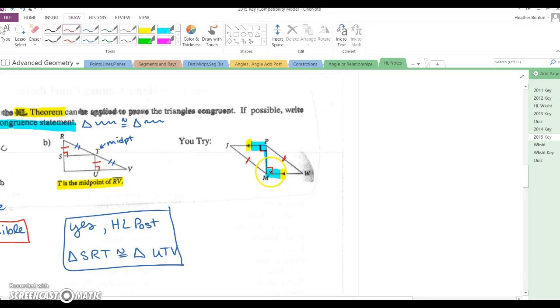Also going through the checklist, next item, do I have a common side? Yes, I do. PM is a shared side in both triangles. And so now do I have enough to say angle, side, side in both triangles? Yes, I do. So yes, hypotenuse leg postulate. And my triangle congruent statement would be triangle JPM is congruent to triangle WMP.